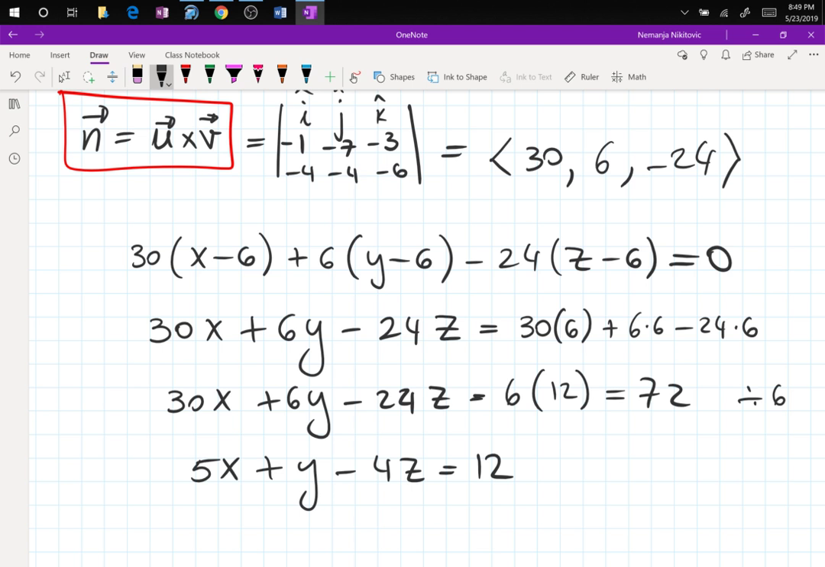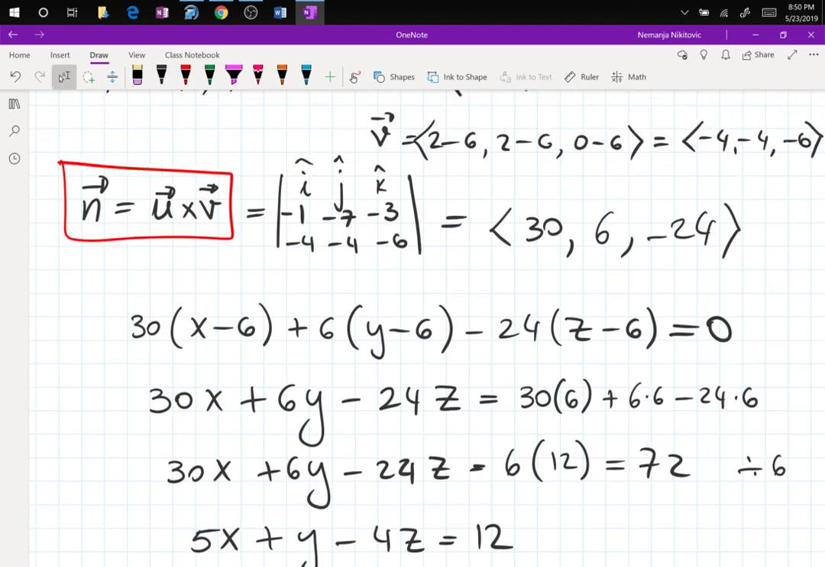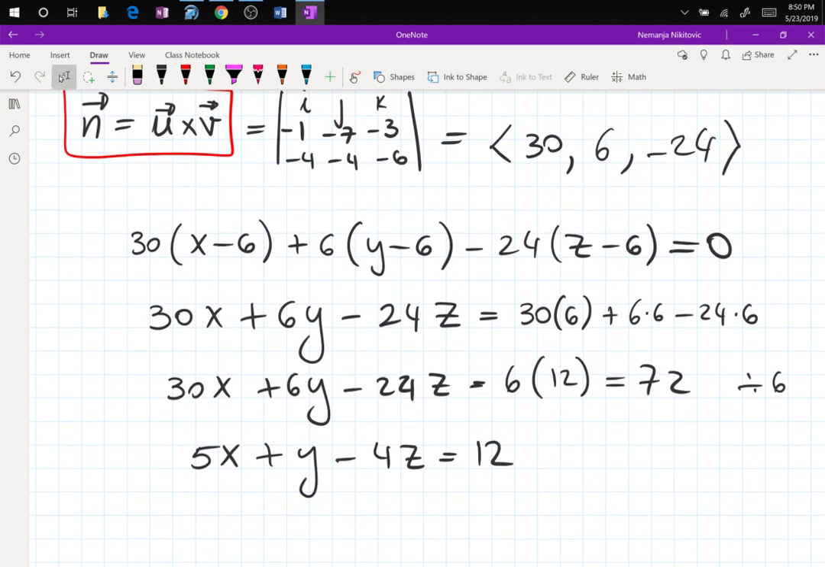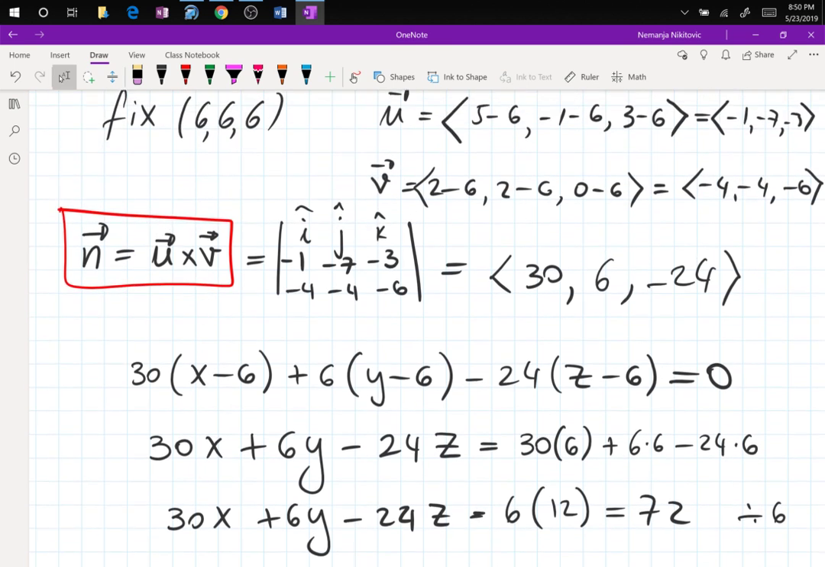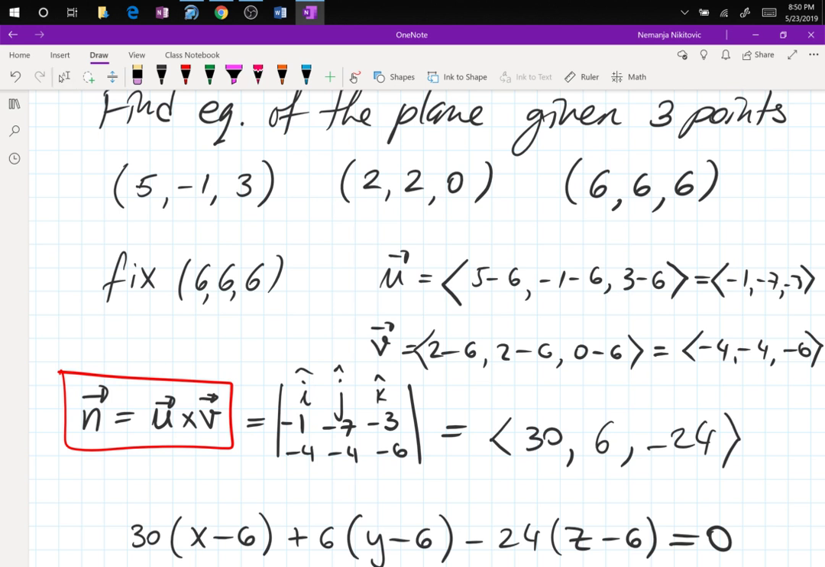Your n vector, I think, is supposed to be negative 30. So if I kill i's, then I have negative 7 times negative 6, which is positive 42, minus negative 4 times negative 3 is positive 12, and that's positive 30, and then i is positive, only j is negative, so it's positive 30. Well, that should be good. Go back to the original points. Original points. Oh. Yeah. 5, negative 1, 3.